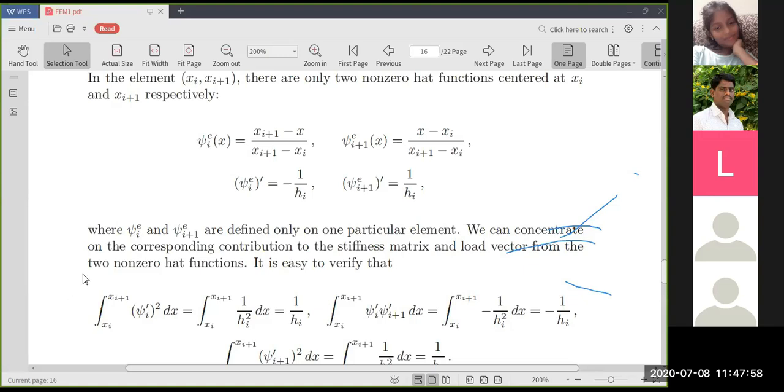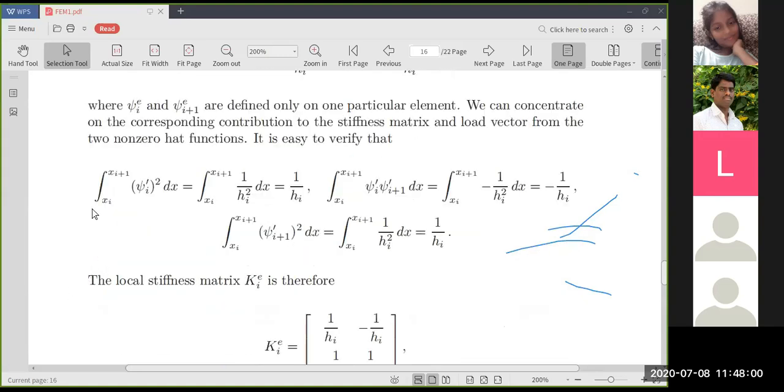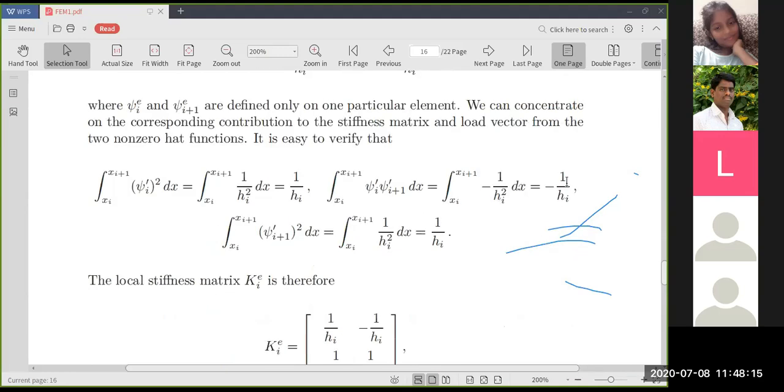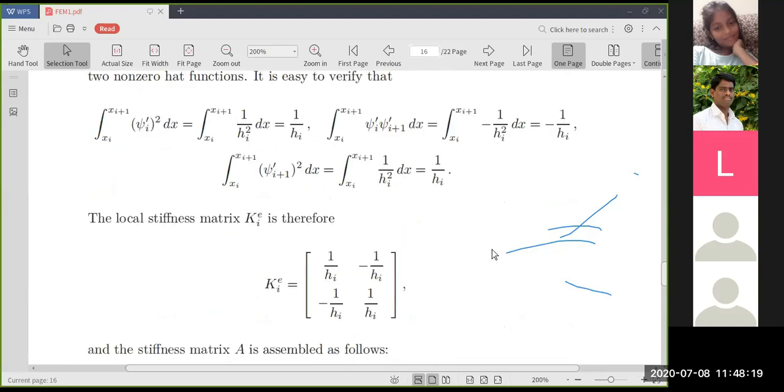Now let us come to this local integral portion. What is the integral portion? Integral xi to xi plus 1 psi i dash square dx. That is simply 1 over hi square times hi, which is 1 by hi. Similarly, psi i dash into psi i plus 1 dash, because this is minus 1 by hi and 1 by hi, you will get it like this, etc. Simplify this. So I am going to get a local stiffness matrix like this: 1 by hi, minus 1 by hi, minus 1 by hi and 1 by hi. This is a 2 by 2 portion.